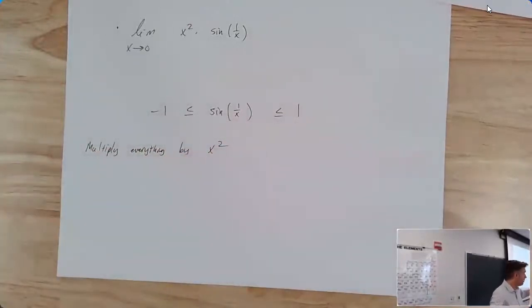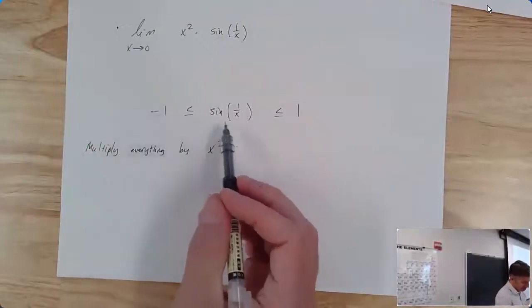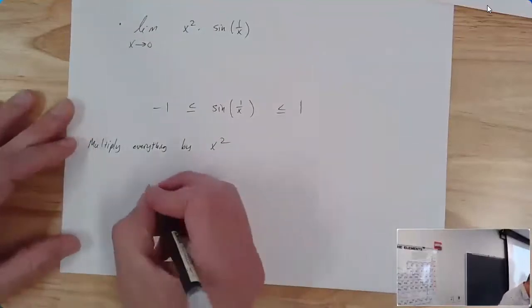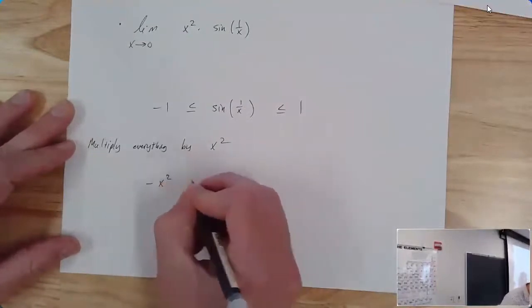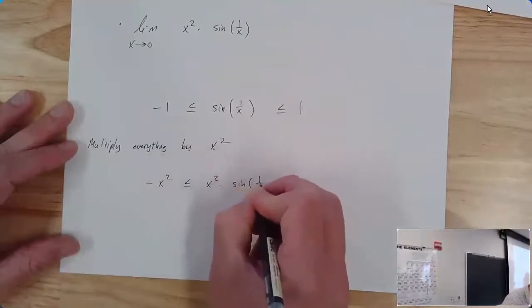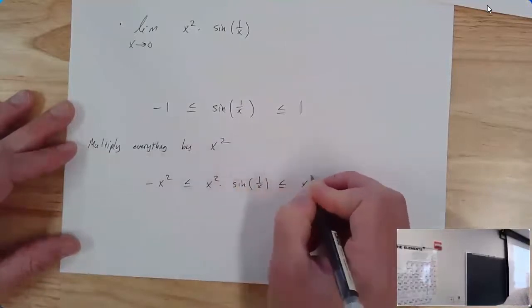Totally allowed, right? If this is less than that, and you multiply them all by the same thing, you still have the same inequality. Technically, if you multiply by a negative, you have to change the direction of the inequality, so be careful about that. But we know x squared is always non-negative, so no worries there. So it's definitely true that -1 times x squared is less than or equal to x squared times sine of 1 over x is less than or equal to x squared times 1.